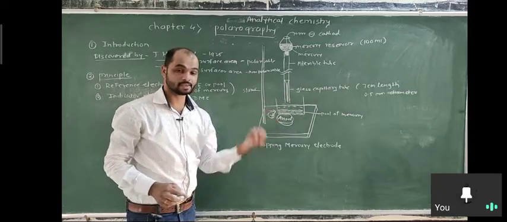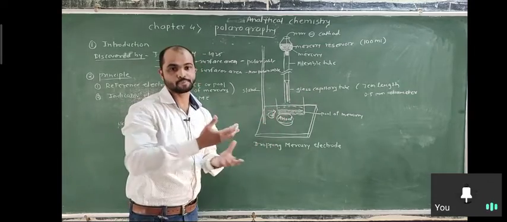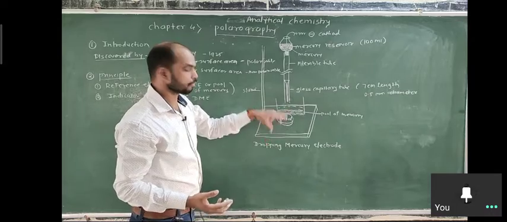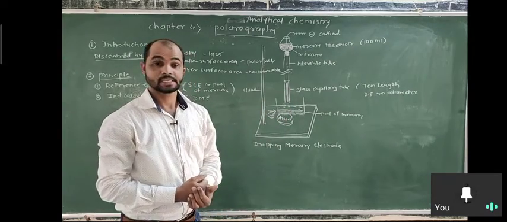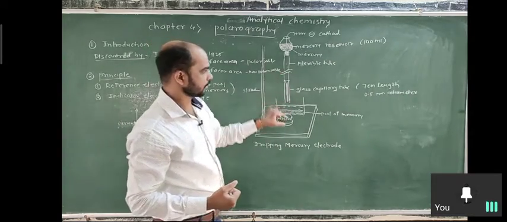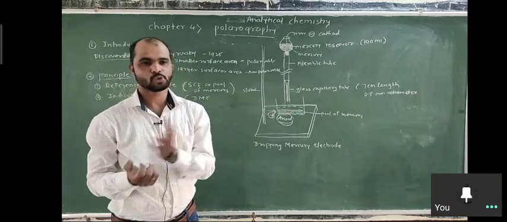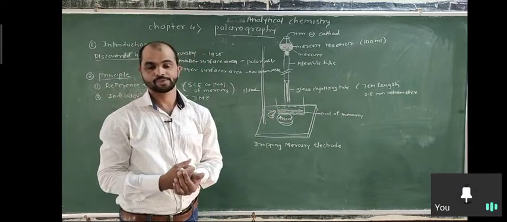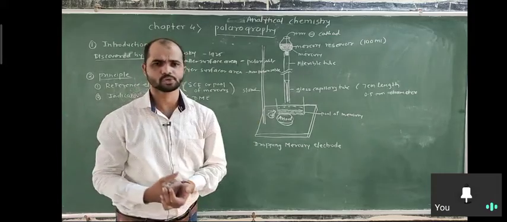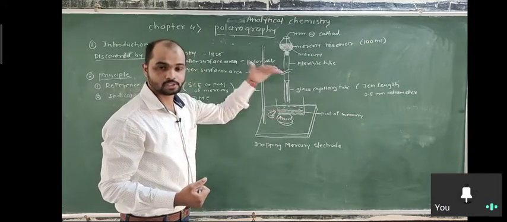When drops come onto the surface of the pool of mercury, that is when the potential is measured. How much potential? Basically, when a drop comes, its lifetime is 3 to 7 seconds. The drop lifetime is 3 to 7 seconds. One drop comes, then the second drop.